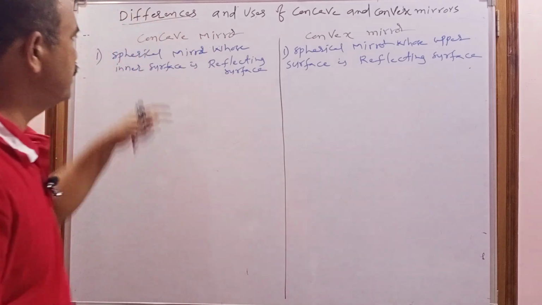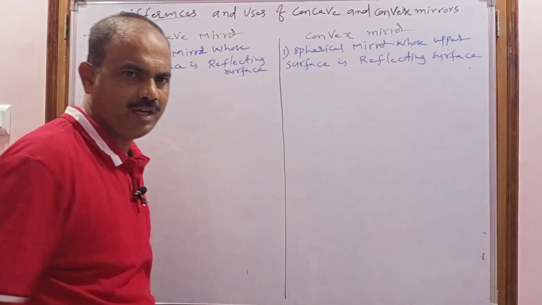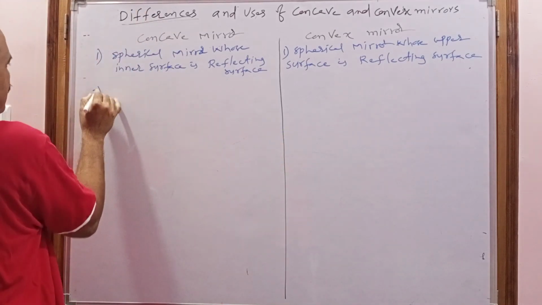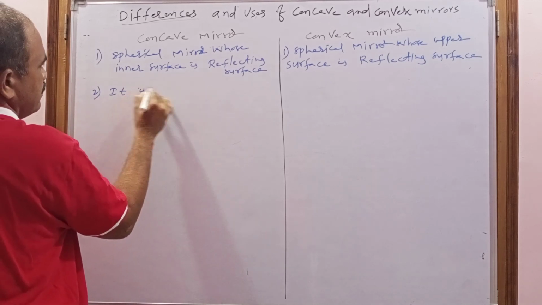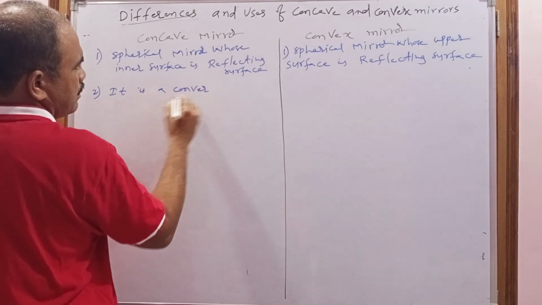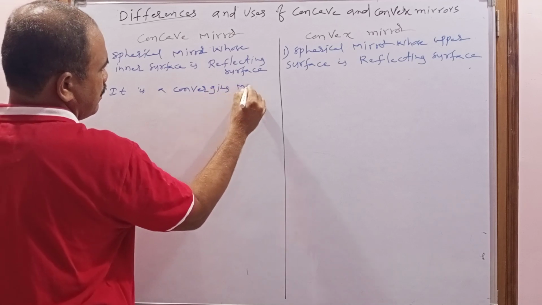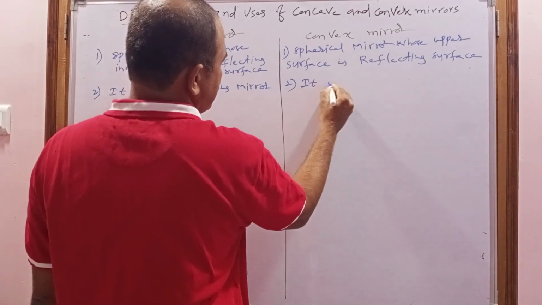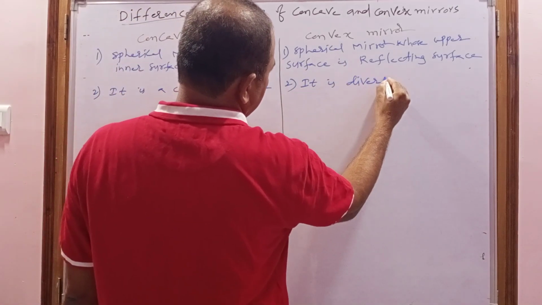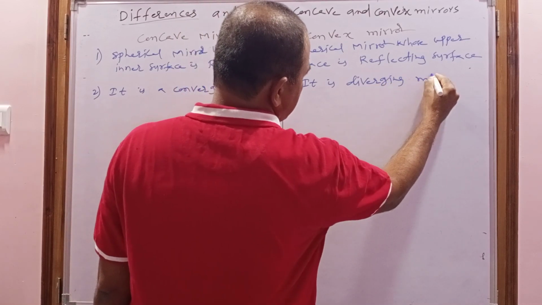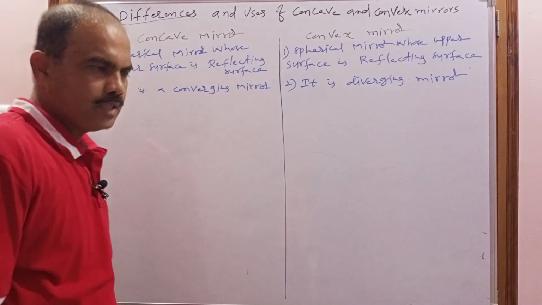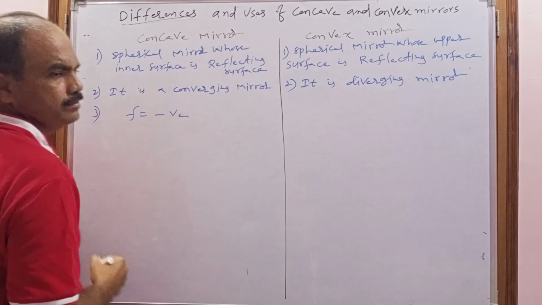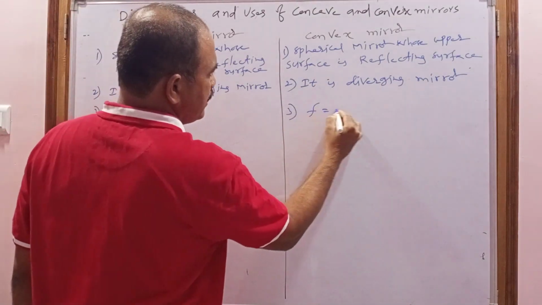And next, already you know that the concave mirror is a converging mirror, and it will converge the light. So that's why it is a converging mirror. Now the convex mirror is a diverging mirror. And next, coming to the focal lengths. The concave mirror focal length is negative and the convex mirror focal length is positive.